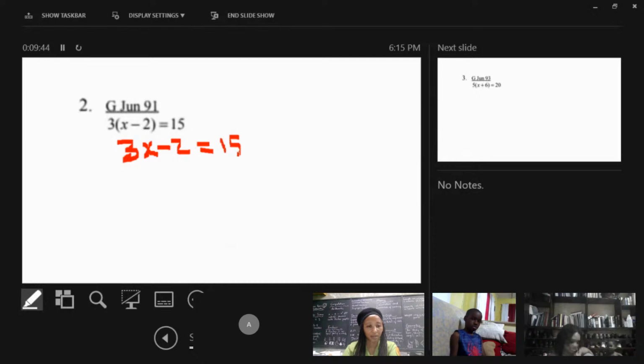Okay, Miss, so Miss will bring over the 15. So 3x minus 2 minus 15 is equal to 0. Why not just bring over the -2 over there? Oh yes, Miss. So 3x is equal to 15 plus 2. Okay, continue. Miss would add the 15 and the 2, so 3x is equal to 17.